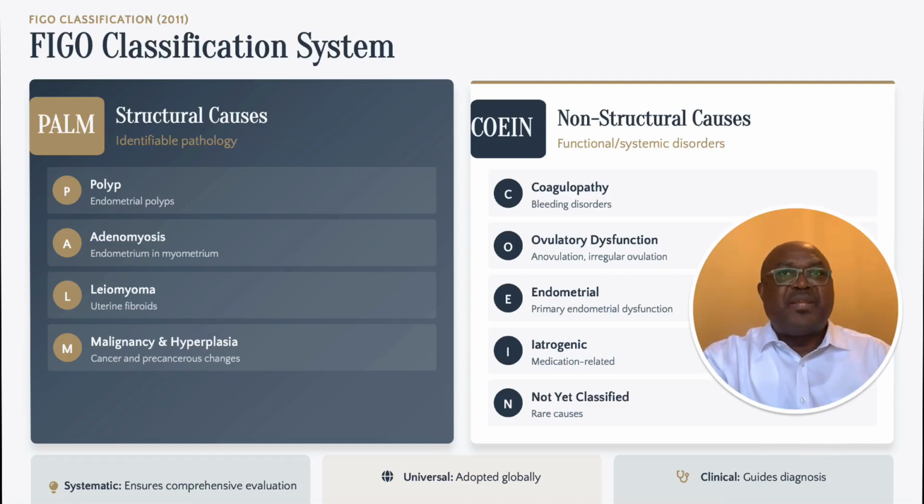So, when you evaluate a patient with abnormal bleeding, systematically work through the PALM-COEIN. This framework assures you don't miss any important diagnosis.